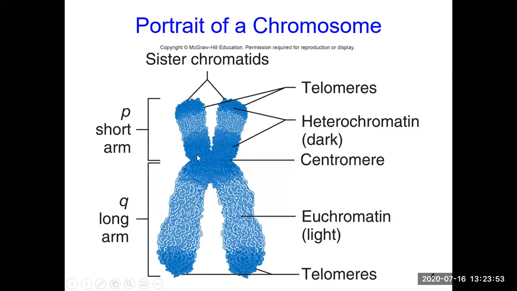Now, based on the position of the centromere, if you see the centromere is not exactly in the middle of the chromosome but towards one side, that makes one side of the chromosome shorter and the other side longer. So these short arms of the chromosomes are known as the P arms. P stands for petite, while the long arm is known as the Q arm.